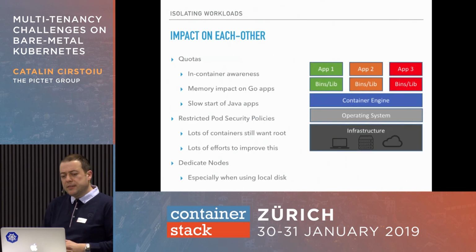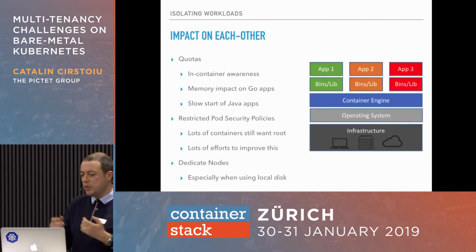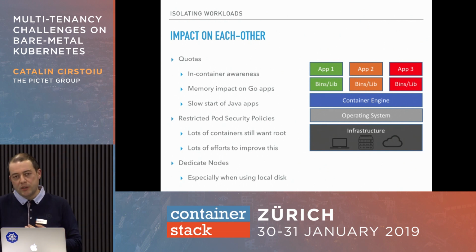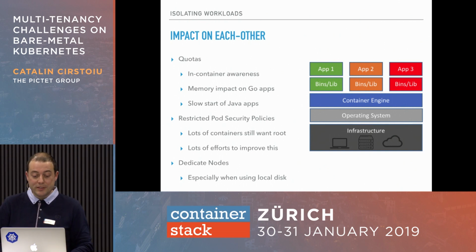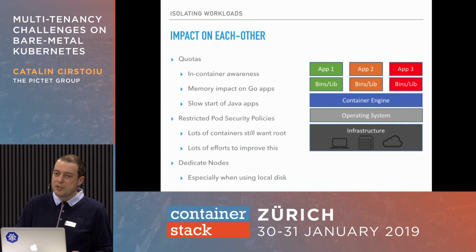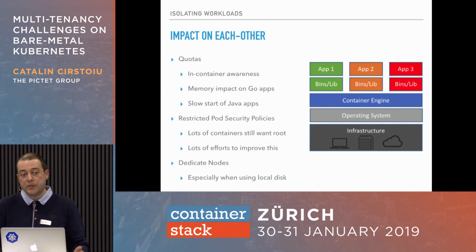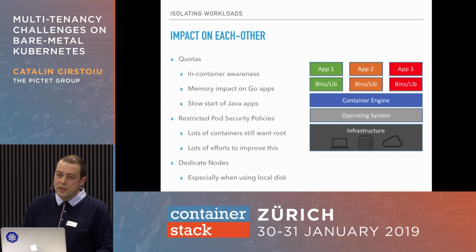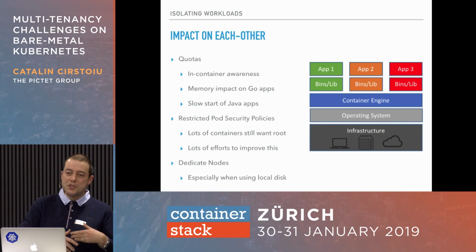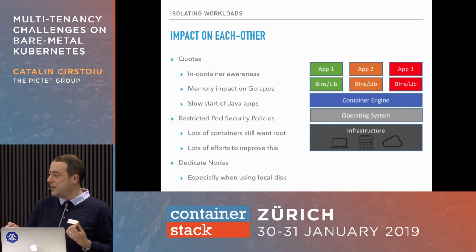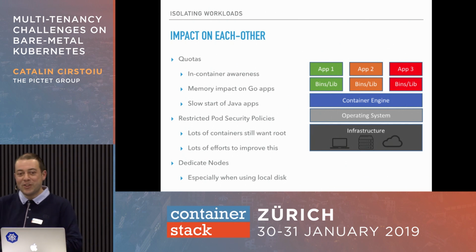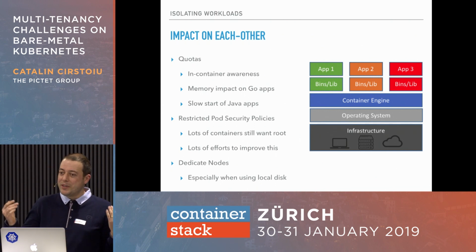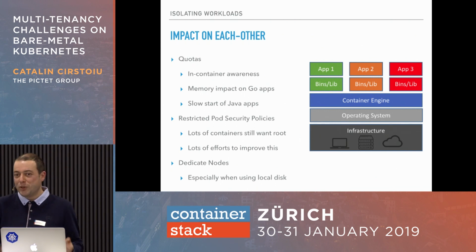Then isolating the workloads. There are several things that we can put in place, like quotas. Yeah, great. But for example, there are some applications that are or were not aware that they run in containers. So Java, for example, till the last 8 versions, didn't know that. So when a JVM starts and says, I have this big machine, I can take all of the cores and all the memory, you have to tune it specifically for that.